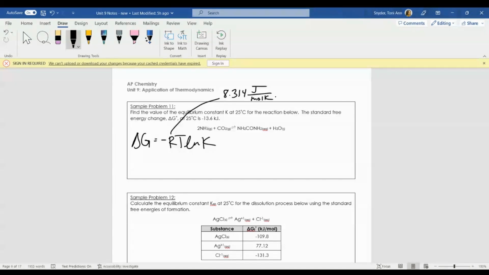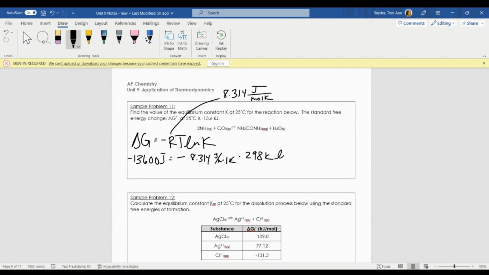So you do have to be careful again, because my R is in joules and Gibbs free energy is in units of kilojoules. Let's just convert delta G to joules. It's just easier to do it that way. Negative 13,600 joules is equal to negative 8.314 joules per mole Kelvin times the temperature in units of Kelvin, because we want the Kelvin to cancel, which is 298 Kelvin.